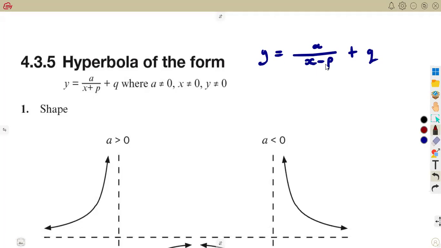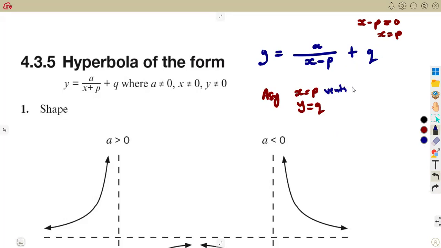All right? The vertical asymptote for x will be equal to p. You take that x minus p. Remember, I said you always equate x to 0. So x will be equal to p. So for the asymptotes, this time we are going to have x being equal to p and y being equal to q. For the y, you just take it as it is: y is equal to q. So x equal to p is our vertical asymptote.